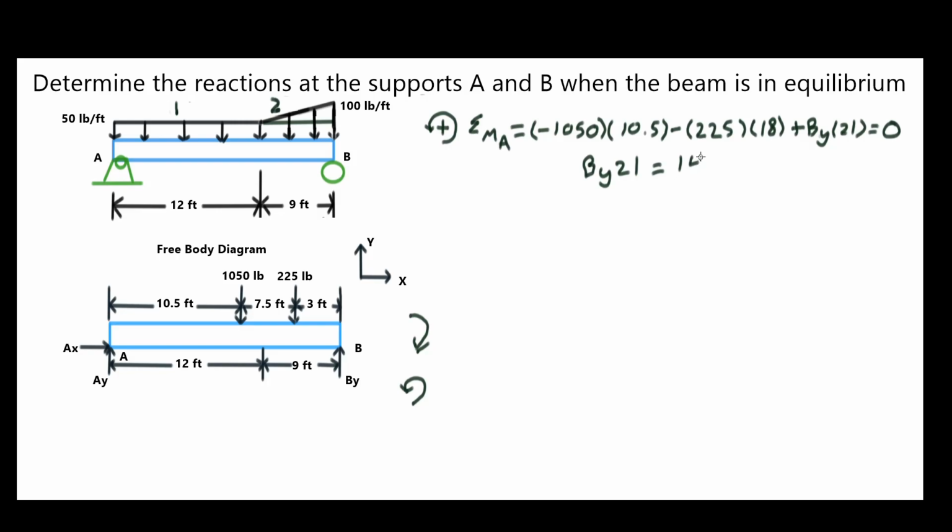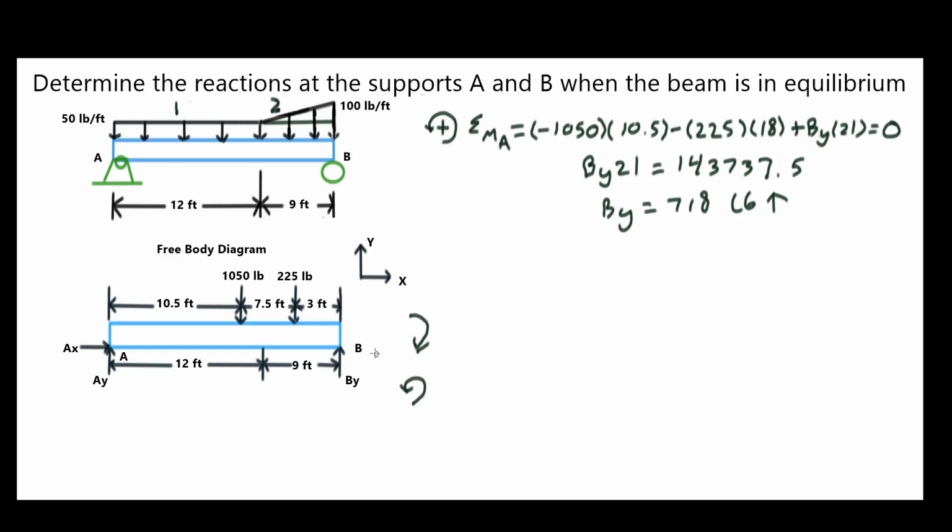14,373.75. Then divide each side by 21, and then you'll get a force value, BY is equal to 718 pounds in the positive direction.